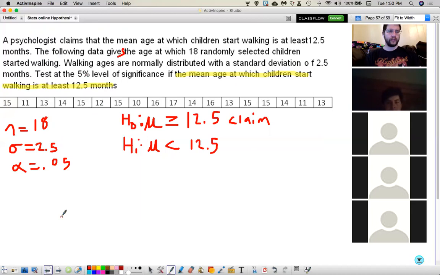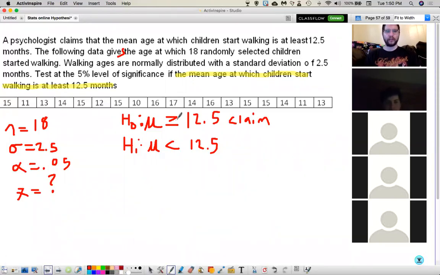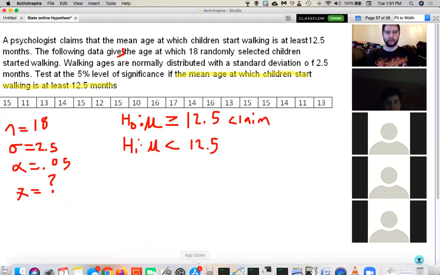Okay. So we need X bar before we can calculate the test statistic. I'll do this on both calculators. It will take a minute. You could, of course, just add all these numbers up and divide by 18. That'll also get you the mean age in months of these children.